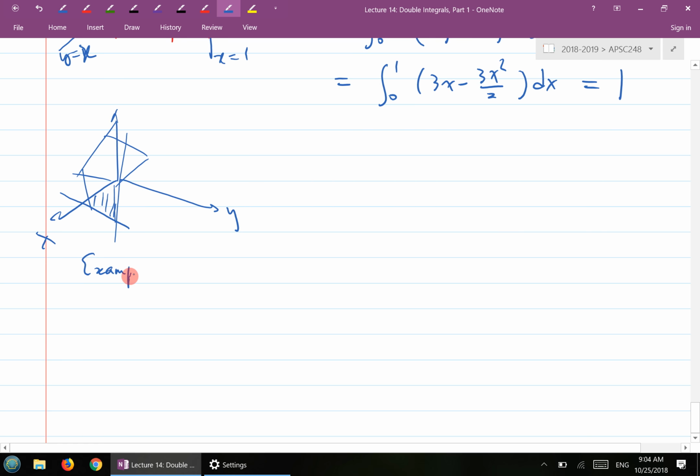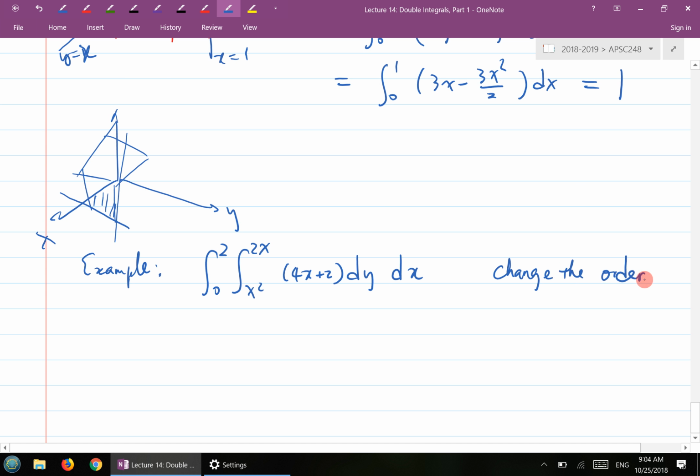Let's take a look at a slightly different example here. In this example, you're given a double integral, but what you will be asked to do is change the order of integration. It's more or less like reverse engineering, actually.